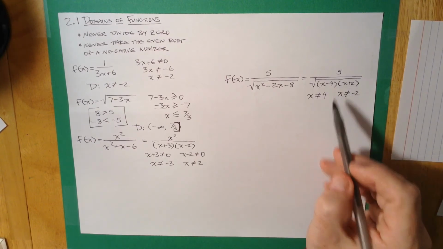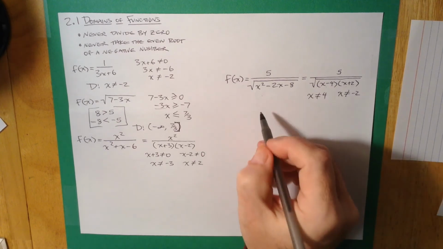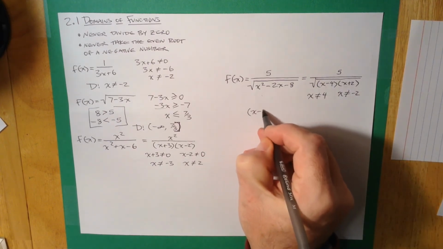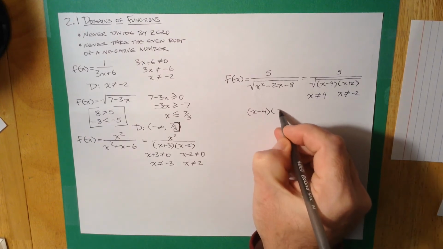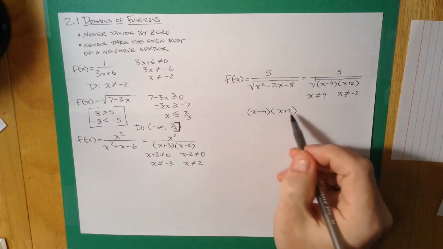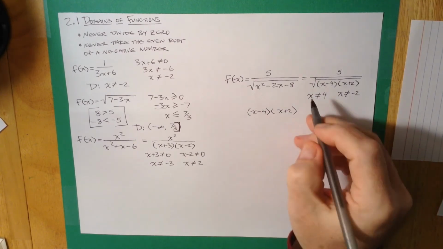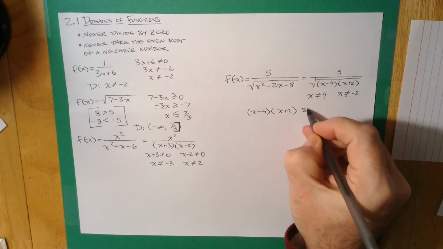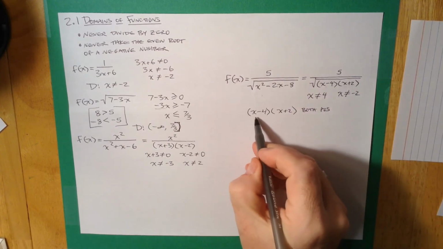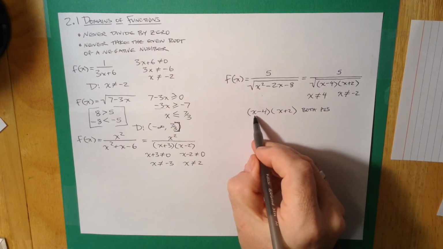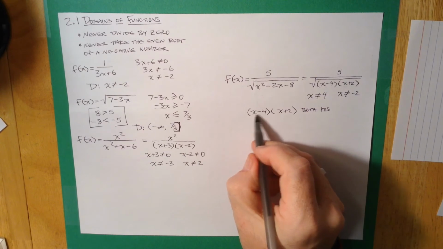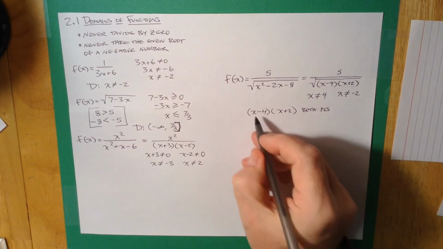Okay? Alright, so let's think about that. I'm just going to do some side work here. If we take the factors x minus 4 and x plus 2, let's think about what would be required in order for both of these to be positive. Well, if both of them are positive, then that means x is going to have to be greater than 4, because as soon as x gets below 4, this becomes negative. Okay?